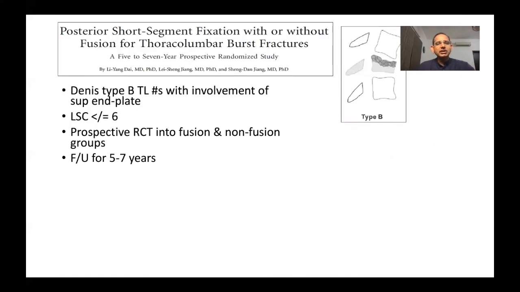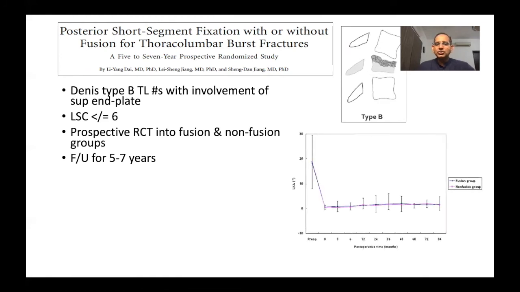Taking a detailed look at a couple of papers, this paper by Li Yang Dai in 2011, they took only the Denis type B fractures with involvement of the superior end plate and those with a load sharing score of 6 or less. Then they randomized them into the fusion and non-fusion groups, followed them up for 5 to 7 years.